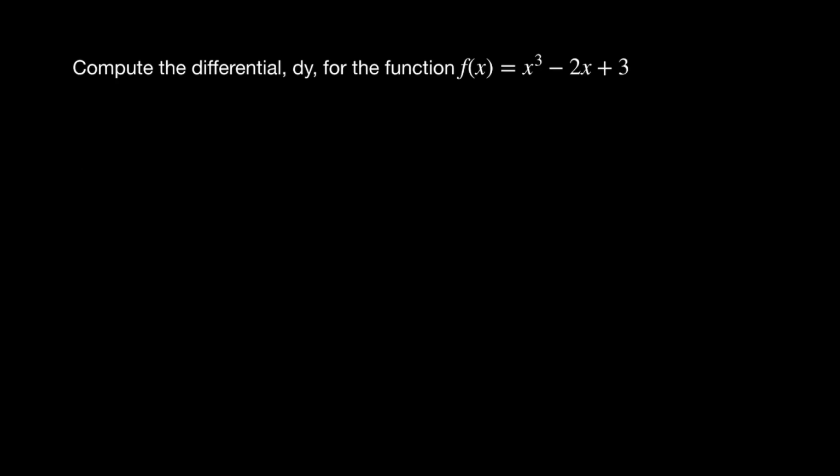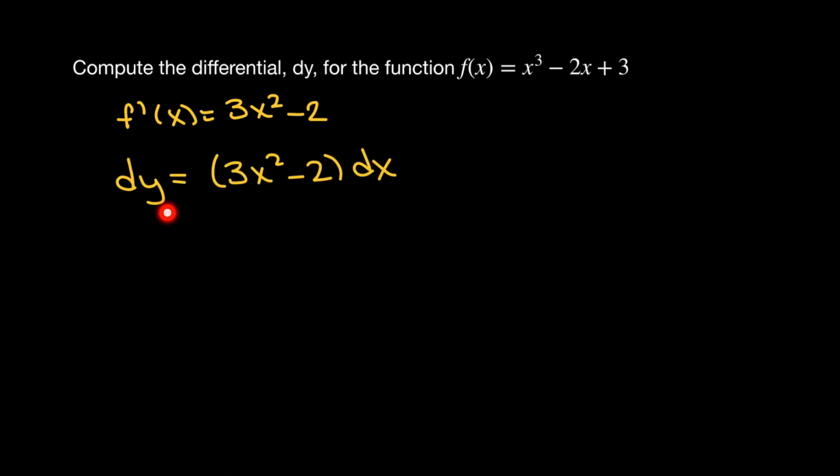So let's take a look at a couple of examples. We'll start by just computing the differential. So compute the differential dy for the function f of x equals x cubed minus 2x plus 3. The derivative of that function would be 3x squared minus 2. Our differential dy is simply that derivative times dx. So dy is the quantity 3x squared minus 2 times dx. And that's it. There's my differential.